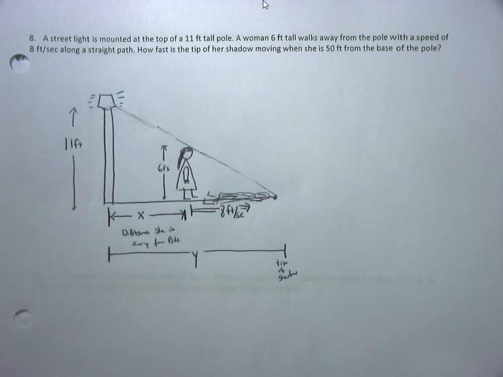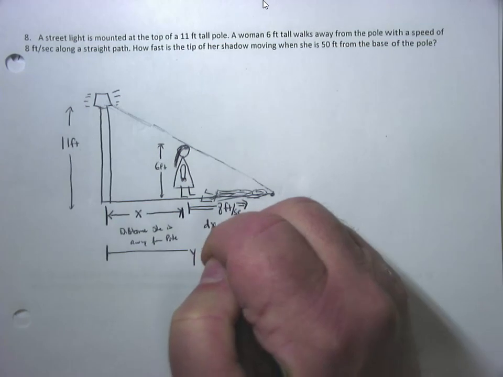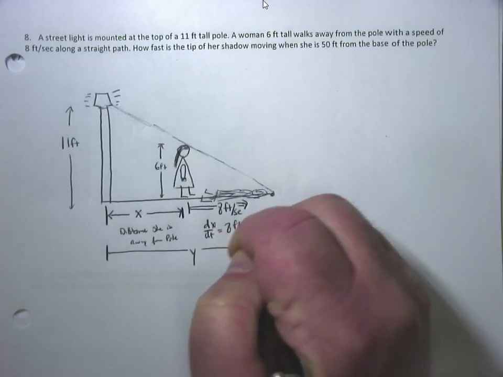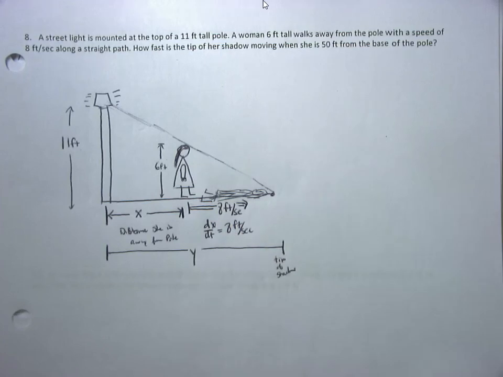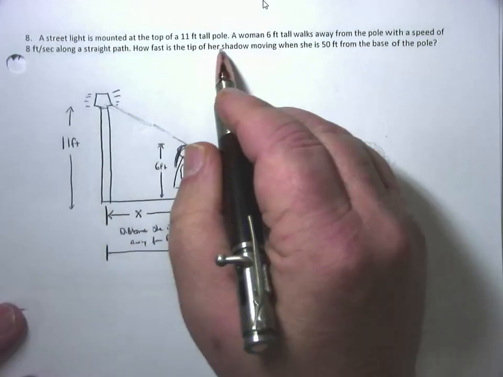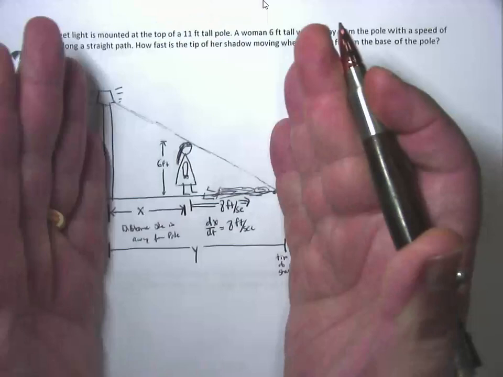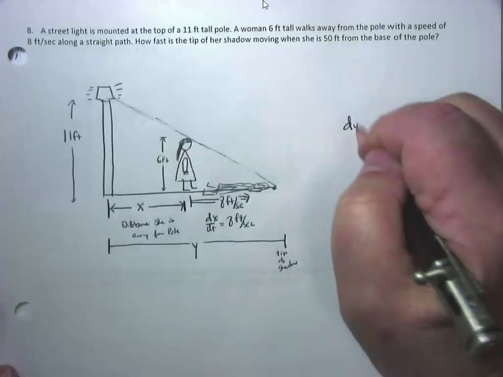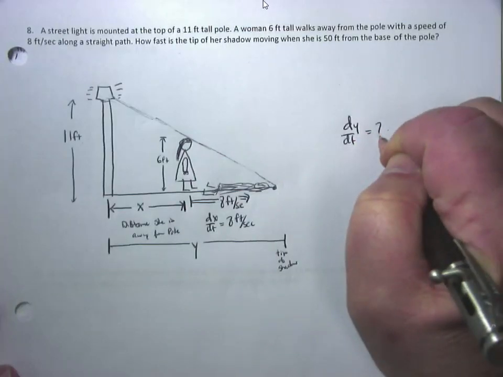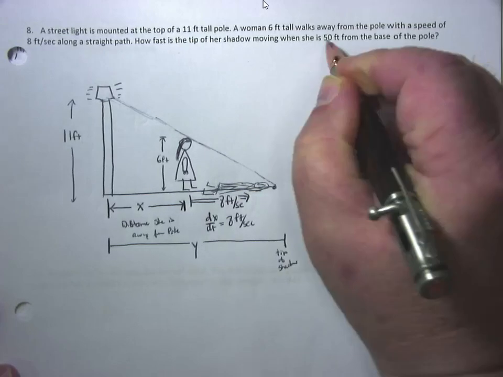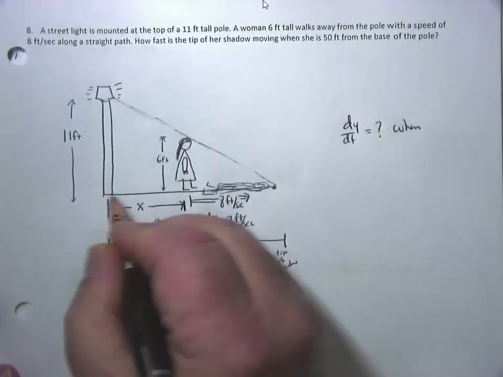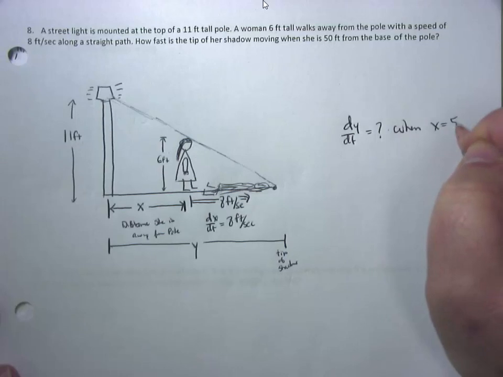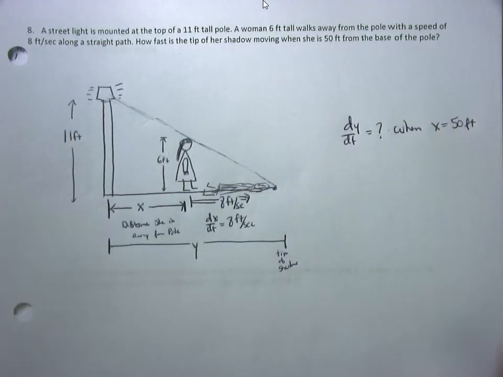What variable is that? It's a derivative because it's a per, but it's the derivative of who? Very good. dx/dt. So dx over dt is 8 feet per second. What are we interested in this problem? How fast is the tip of her shadow? The tip of the shadow is measured by y. So what we're interested in is what is dy over dt equal to when she is 50 feet from the base of the pole. When she's 50 feet, that's when x equals 50 feet. Does that make sense? I'm looking for dy/dt in this problem.